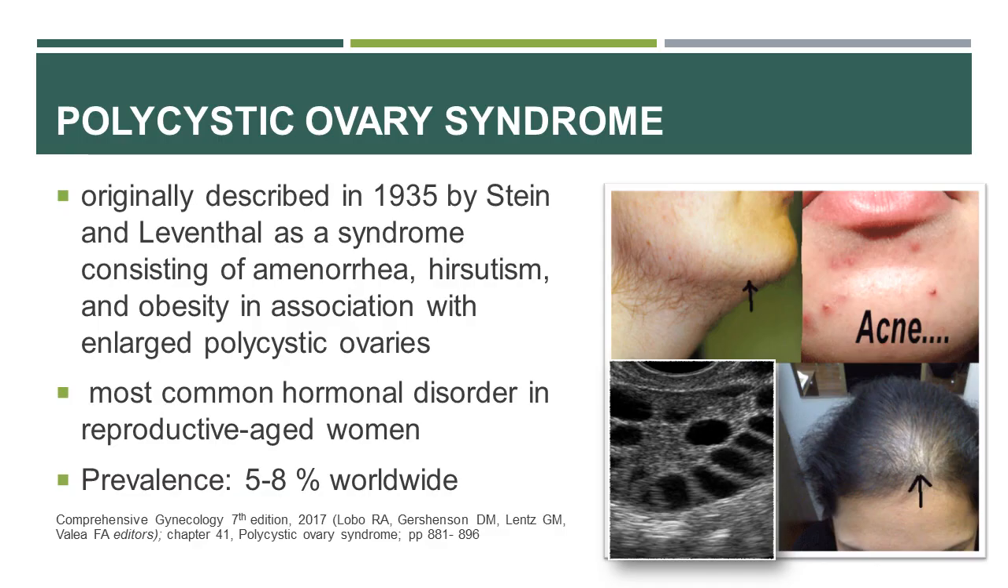Polycystic ovary syndrome, or PCOS, was originally described in 1935 by Stein and Leventhal as a syndrome consisting of amenorrhea, hirsutism, and obesity in association with enlarged polycystic ovaries. This is the most common hormonal disorder among reproductive age women, and its average prevalence worldwide is about 5 to 8%.